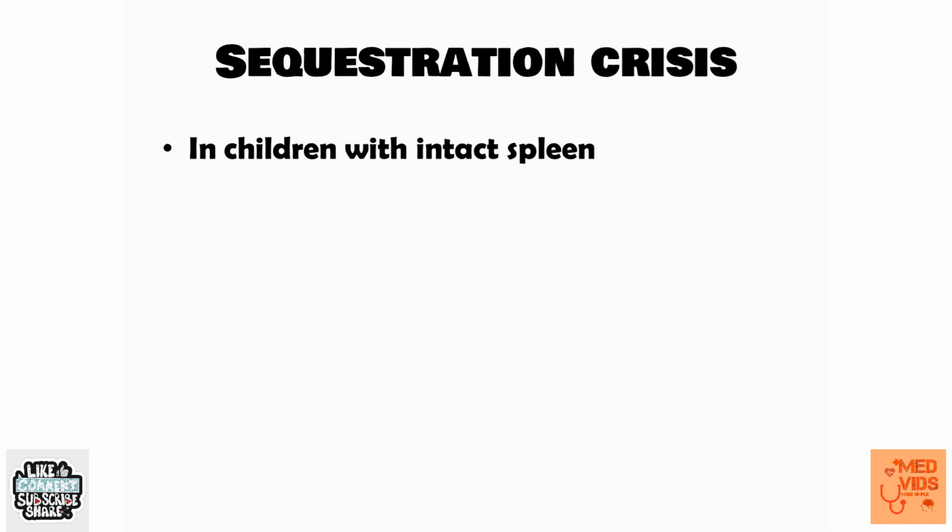So the next crisis is sequestration crisis. This happens in children with intact spleen. Now, in some people, the excess of sickle cells along with the plasma can get sequestered inside the spleen, and most of the blood volume in the body can get sequestered in the spleen along with the sickle cells. This causes hypovolemia, and this can lead to even shock in the patient, and this can be associated with severe morbidity, and this may even require blood transfusion in certain cases. It can be so severe.